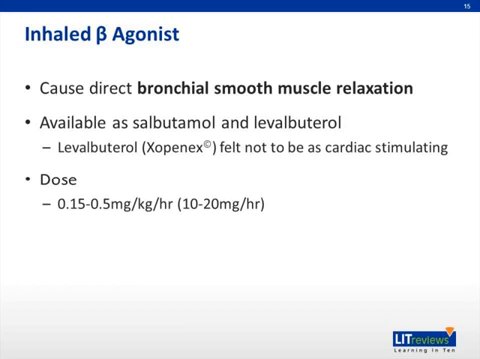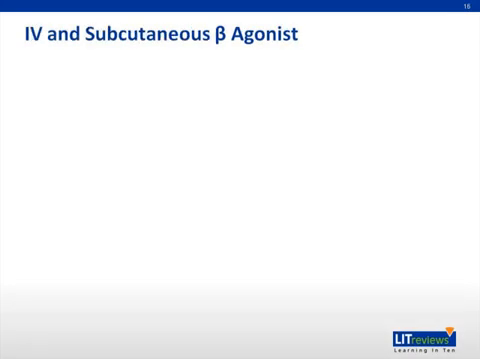Inhaled beta agonists also coincide with steroids as the mainstay of treatment, as they help to relax the bronchial airways. Salbutamol and levoalbuterol are what are most frequently used. The dose is also, again, dependent upon your institution of care. In severe disease, we will see the use of IV and subcutaneous beta agonists.